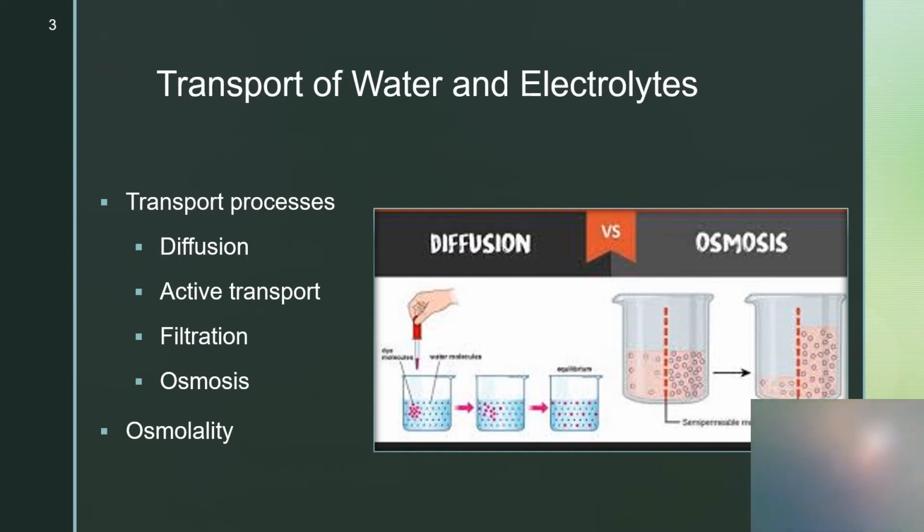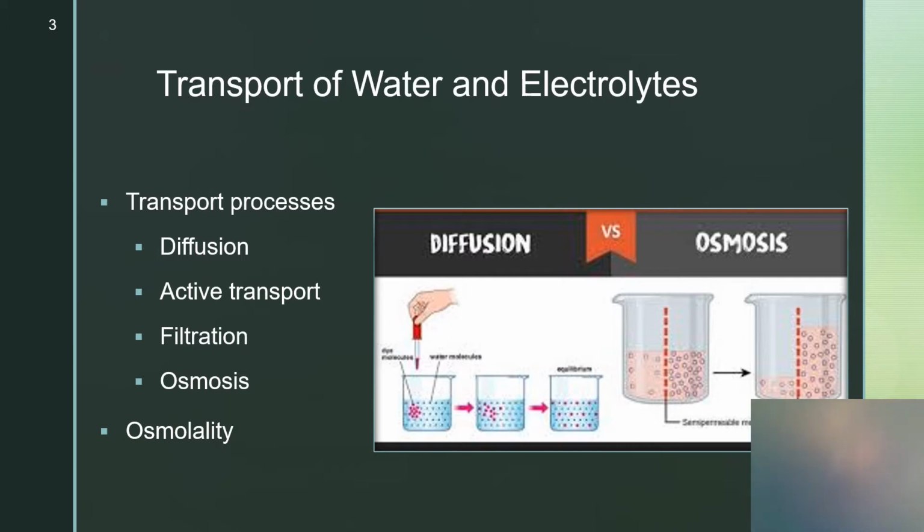Filtration also promotes movement of fluid through a semi-permeable membrane, but it's accomplished according to pressure differences, and it determines how the kidneys excrete or absorb fluids and substances. Passive diffusion is the movement of dissolved substances through a semi-permeable membrane from an area of high concentration to low concentration.